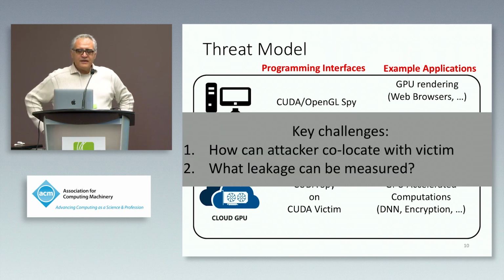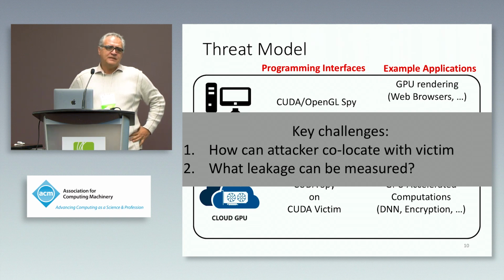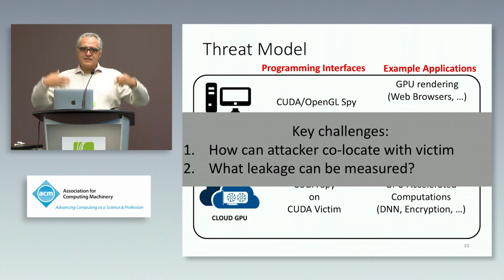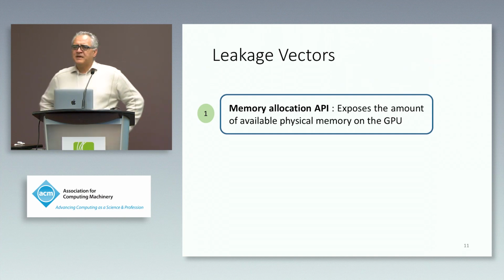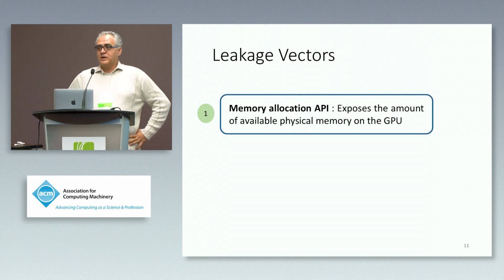And our key challenges are understanding how this collocation happens. So how can I get the bad guy and the good guy together, and what is visible at that point? That's the second part. What leakage can we get? And we wanted this aggregate leakage because the fine grain leakage, as I told you, is not very precise here. So it turns out that there are leakage APIs that are fairly easy. So there's a memory allocation API. If you want to run on the GPU and you want to know how much memory is there, you can ask.